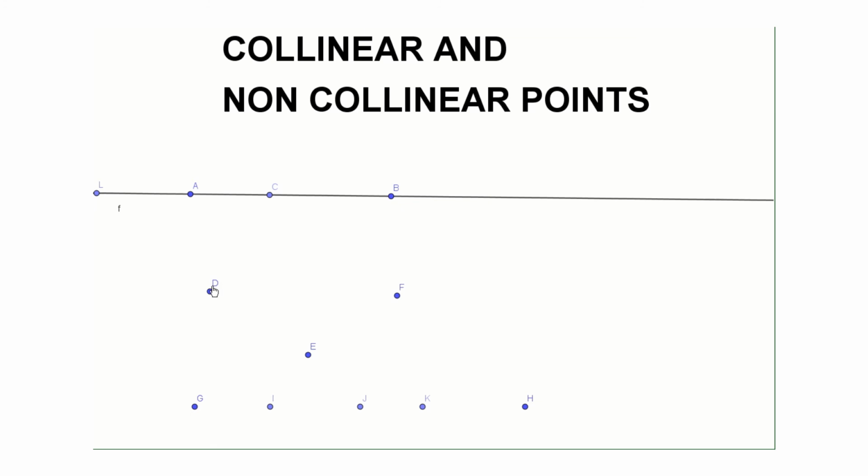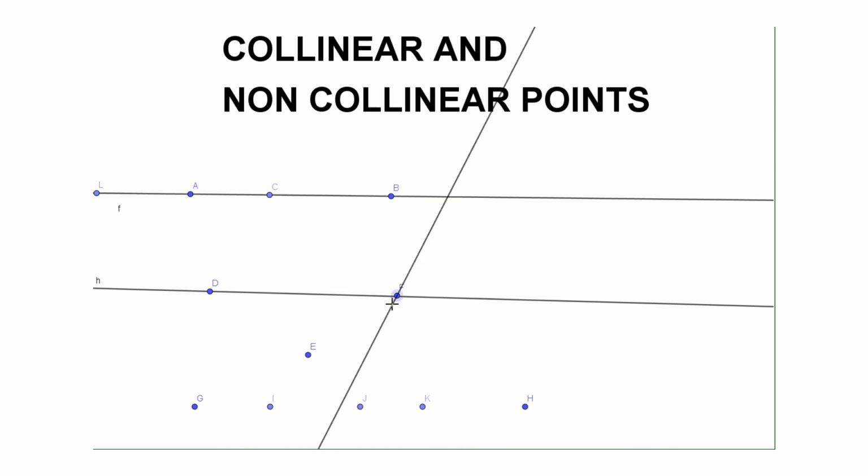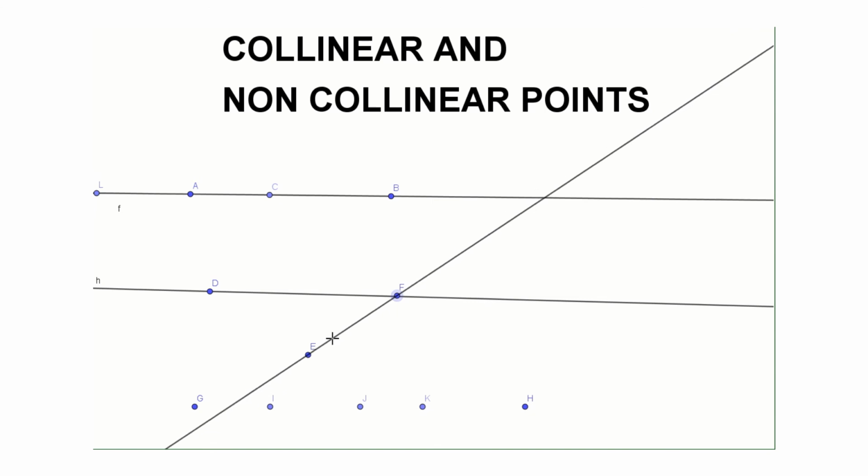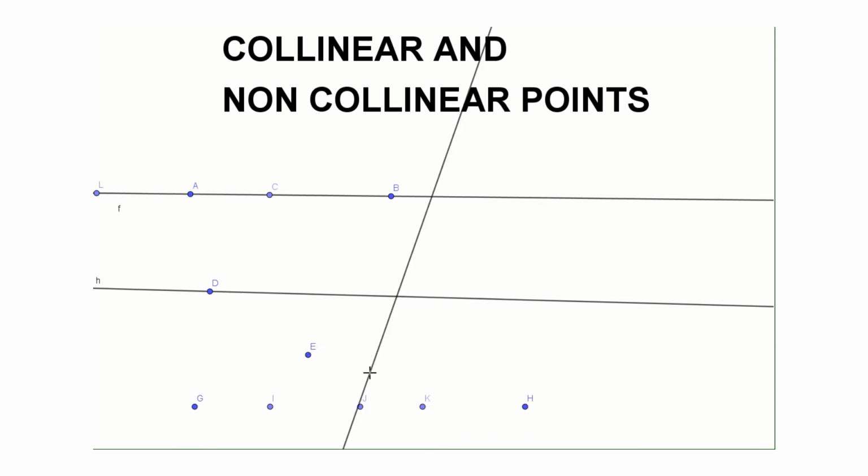Now I have got another set of points D, E and F. Let us see whether I can draw a line passing through these 3 points. Oh, this line passes through just 2 points. One is D, another is F. If I try another line, there will be another line which will pass through E and F, but it won't pass through D. So the points D, E and F are not collinear. Okay, they are not collinear, right?